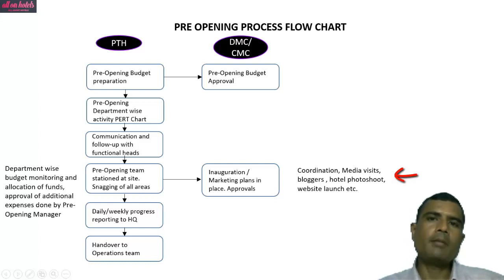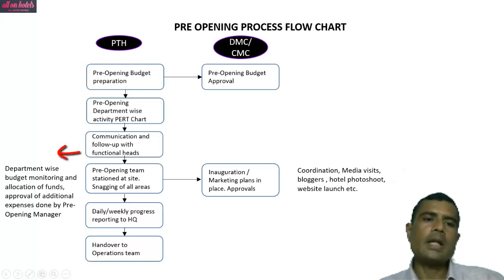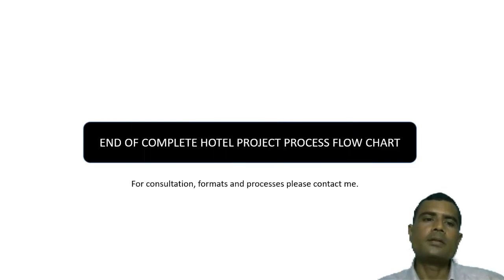This is a very critical activity. The funds allocated department-wise must be consumed, and no department can spend more than its budget. That has to be monitored by pre-opening manager. Daily and weekly progress reports are sent to the headquarters like CEO or COO on the progress of hotel opening, and once hotel is ready to run, then it is handed over to the operations team like general manager of hotel. So this is the complete project process flowchart.